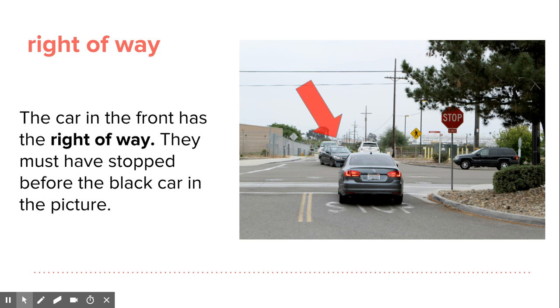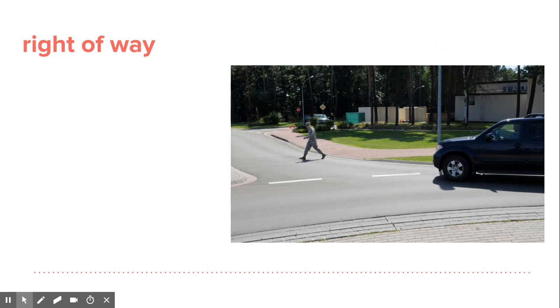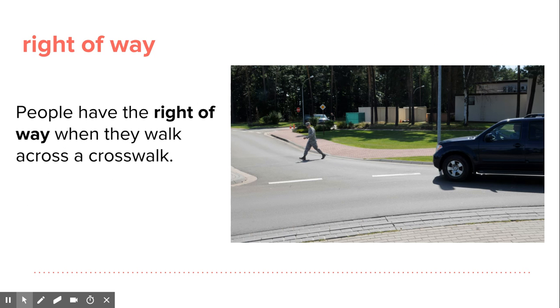Let's practice some more. Here we see the car, this one went first. They have the right of way. Here's another example. Listen and repeat. People have the right of way when they walk across a crosswalk.